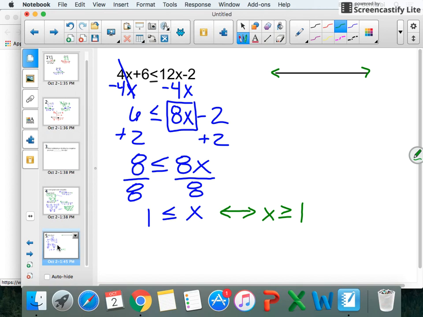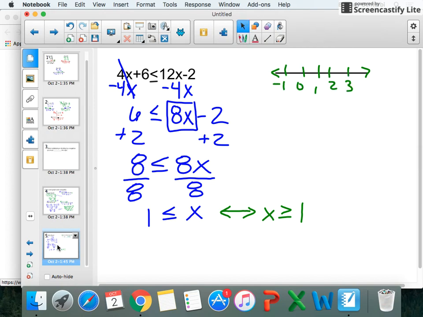Because remember, if you want to look at which way the arrow points, your variable has to be on the left-hand side. So we're going to put 1, 2, and 3. Put 5 numbers on your number line. It is going to be a closed circle because it is greater than or equal to. So closed circle on 1, and then greater than, we're going to go to the right.